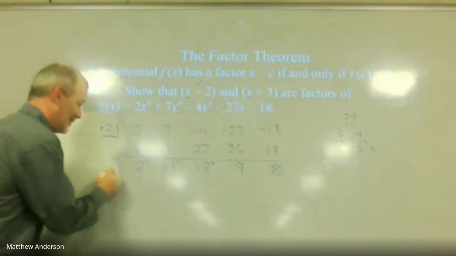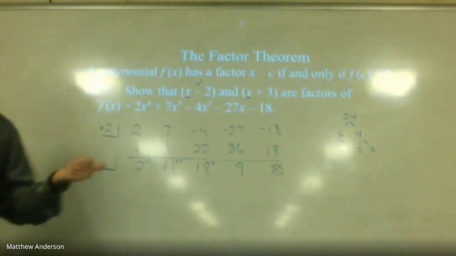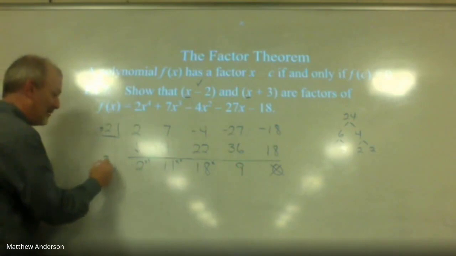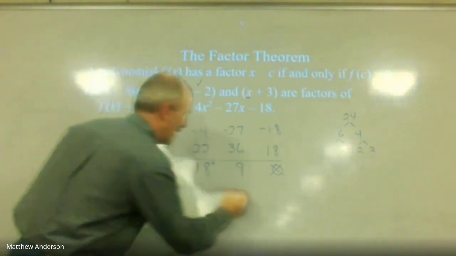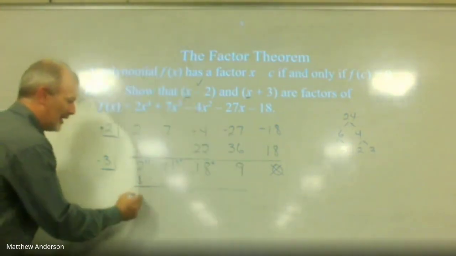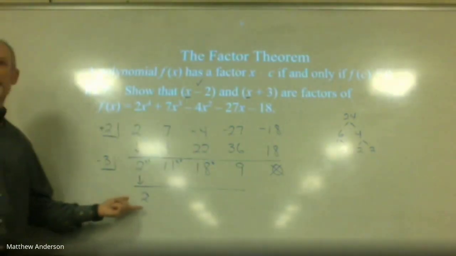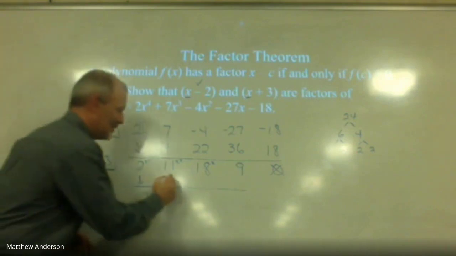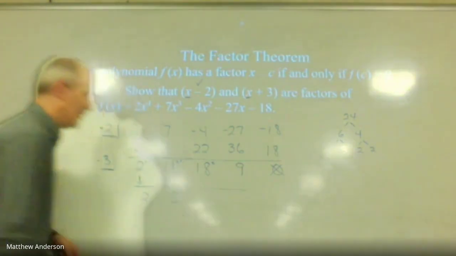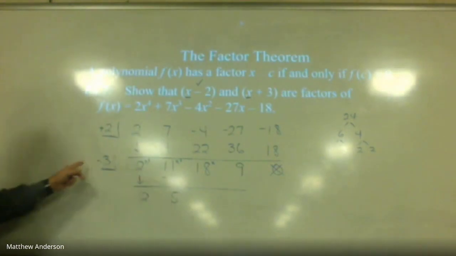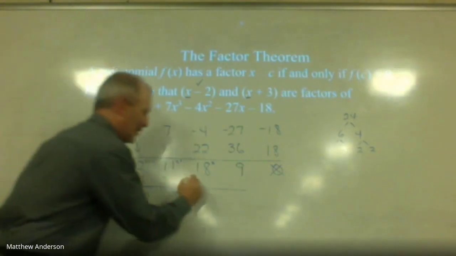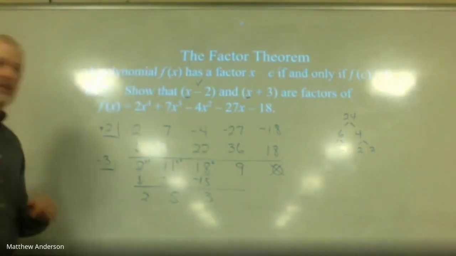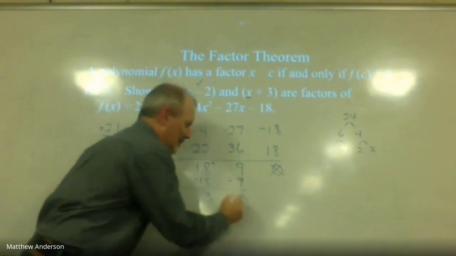So, see if I can do it correctly this time. What's going to go in the corner this time? A -3, because they gave us that factor. -3 goes right here. We draw our line underneath there. Drop the 2 again. What do we do with the 2? Times -3 is -6, and that gives us a 5. 5 times the -3 is -15. We add those, we get 3. 3 times the -3 is -9, which gives us a 0.